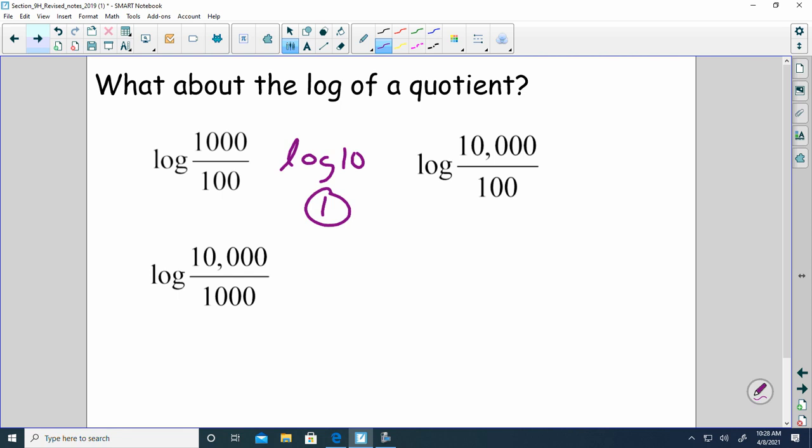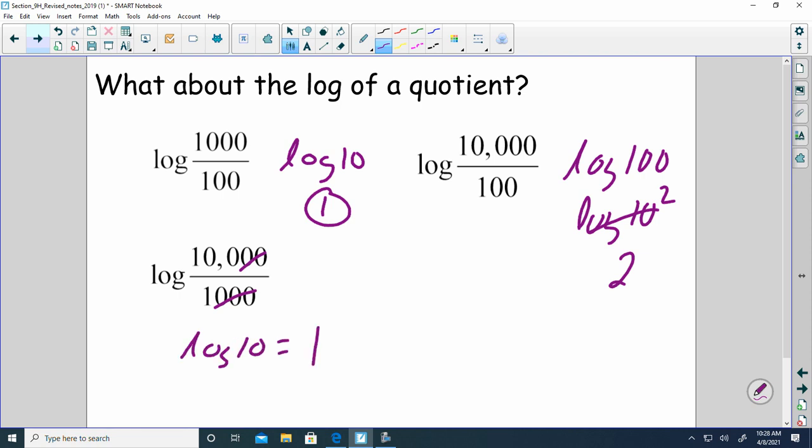What is 10,000 over 100? It gives me 100. 100 is the same thing as 10 squared. Log as itself is log base 10. Those cancel, so that gives me 2, like you just said. Good. And then 10,000 over 1,000. Cross off 3 of those. That becomes log of 10, which is equal to 1.